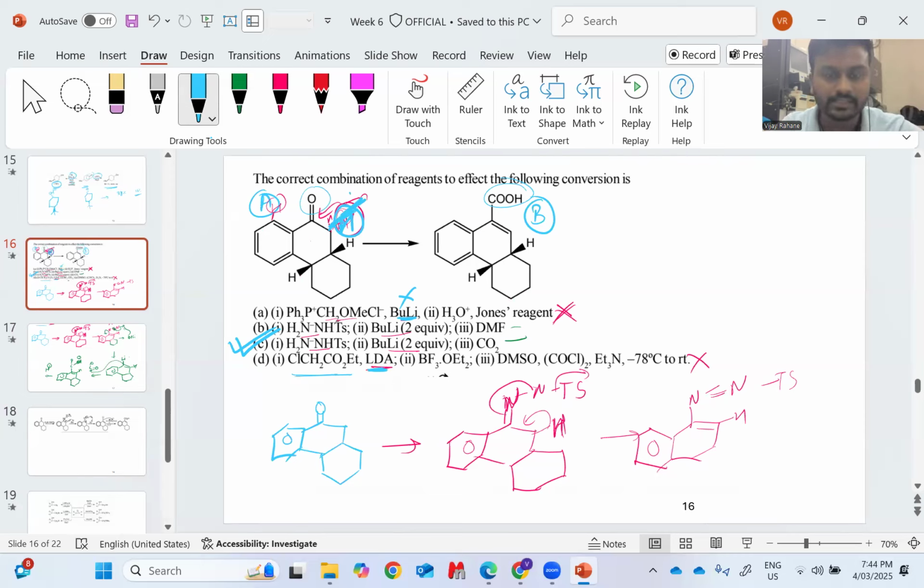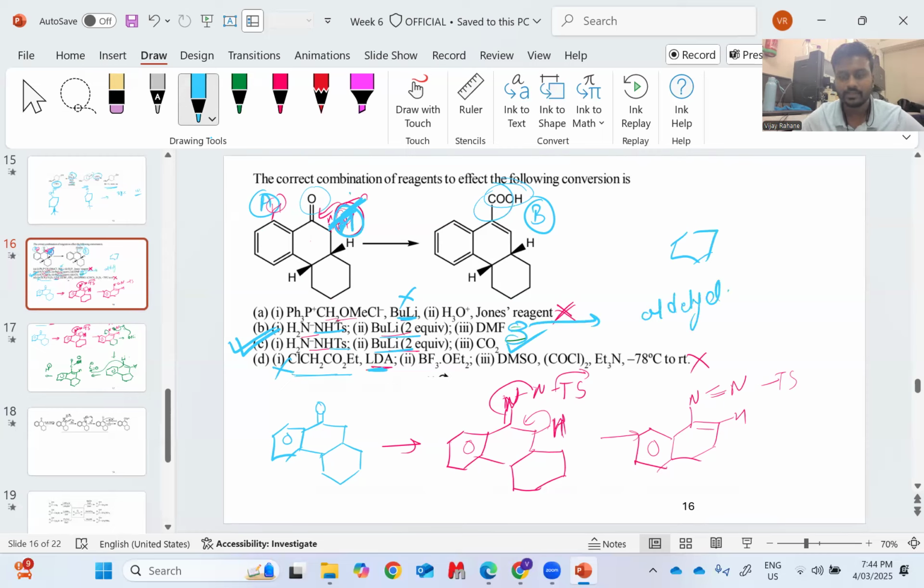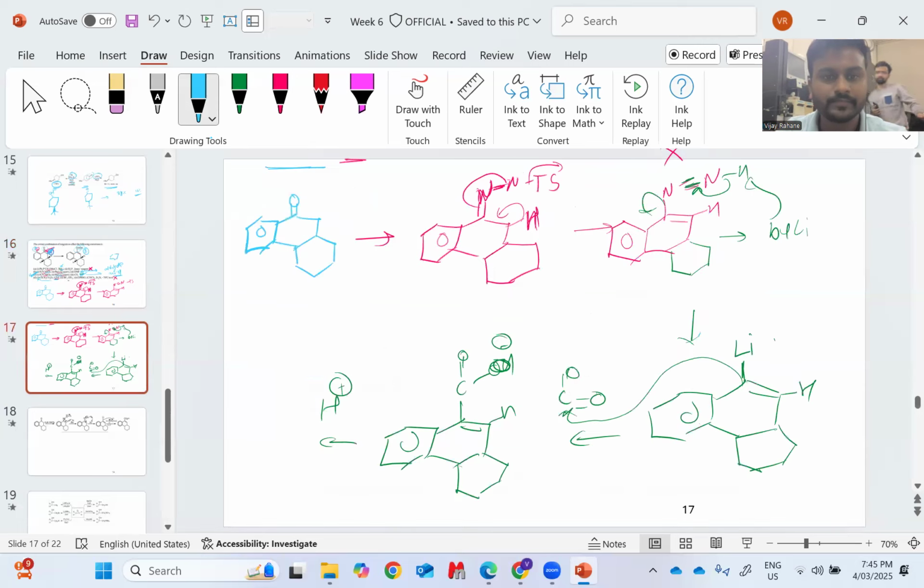So among these two, the first step was common and the second step was also common, followed by whether we have to use DMF or the acid. If you want the aldehyde group, in that case we can use DMF. But we want the acid group, so we use CO2. That's the basic difference between these two reagent combinations. DMF can lead to the aldehyde and CO2 can lead to the acid. So option C is the correct option here. This is how you can solve the remaining problems in similar concepts, where I have just changed some functional groups and the reagent combination.